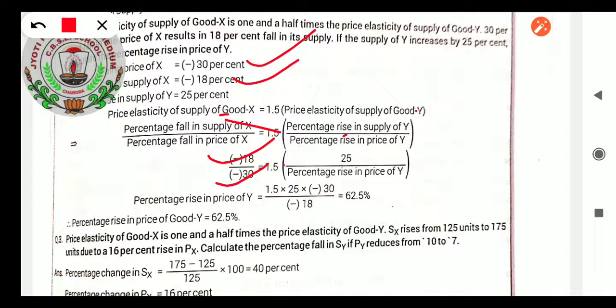So 1.5 into percentage rise in supply of Y, which we know is 25%. We will apply 25%, divided by the percentage rise in the price of Y, that is minus 18.